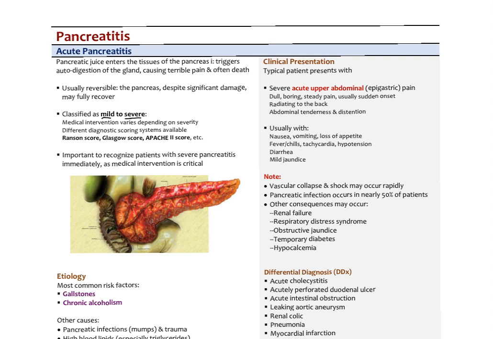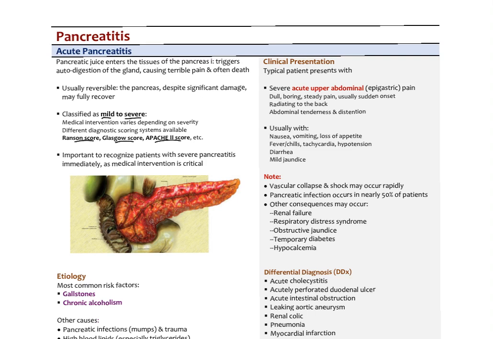And there are different diagnostic scoring systems which you can look up online, but the Ranson score, Glasgow score, Apache 2 score would be three examples of that based on clinical findings and some lab findings. Can kind of tell you the severity of a patient. Usually when they present, you can kind of just see if they're looking septic and things that might tell you something else about the severity.